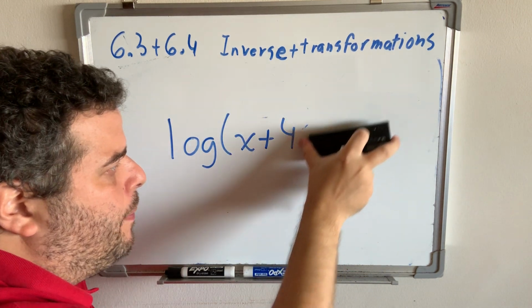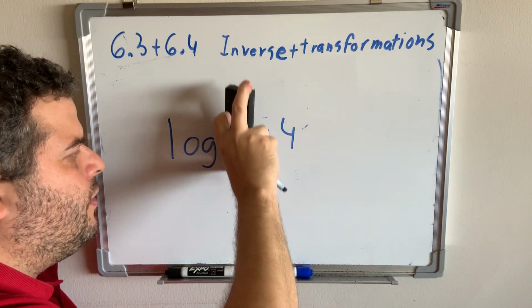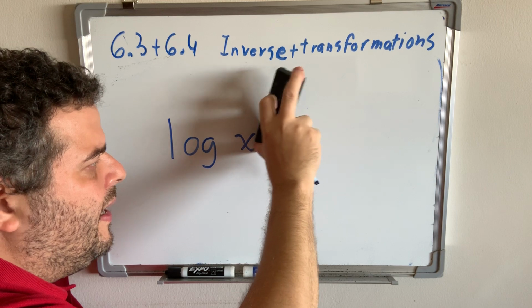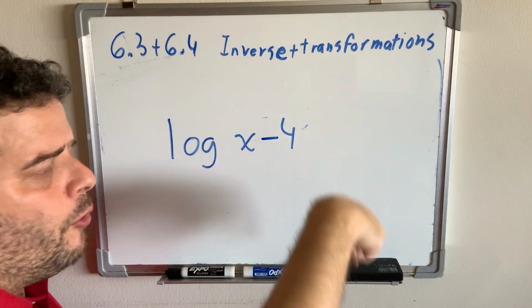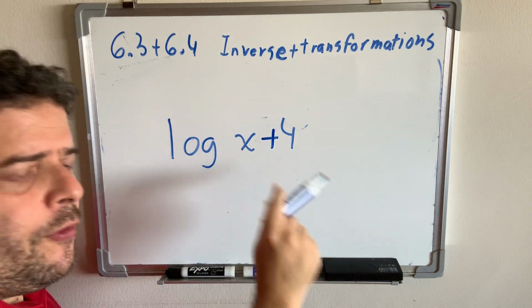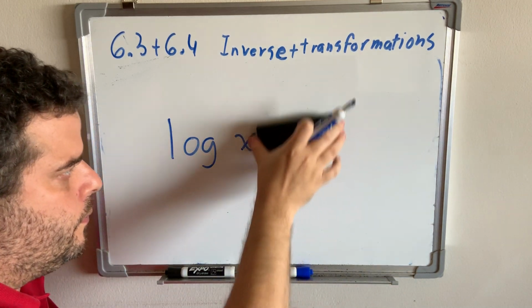If I get rid of my parentheses, that plus 4 or minus 4 is now applied to the entire term. So this would be 4 units down. This would be 4 units up.